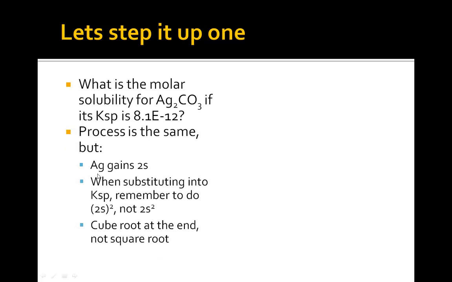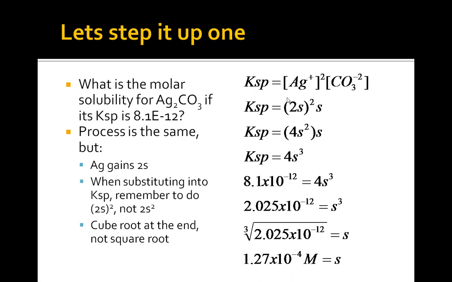And the process is the same, except Ag gains 2s. Not s, 2s. So when you substitute into KSP, it's going to be 2s squared. Remember, when you have the reaction out, it's always the coefficient becomes the power for the term in KSP. And when you do it, it should be 2s in parentheses squared, not 2s squared like this. At the end, you're going to do the cube root, not the square root. So this is what the work looks like.